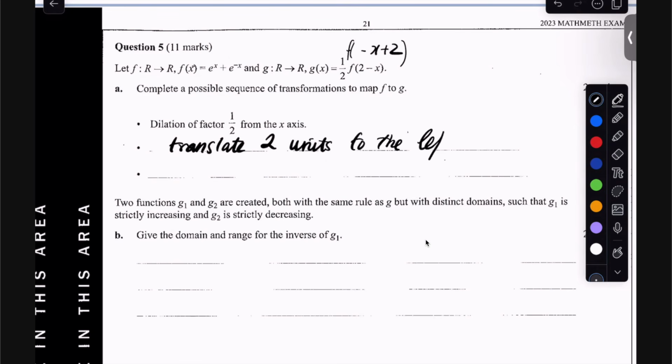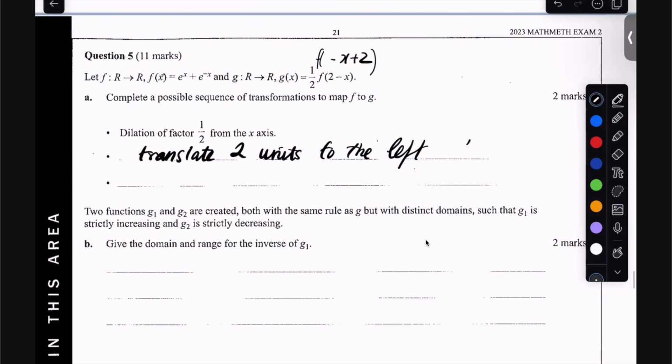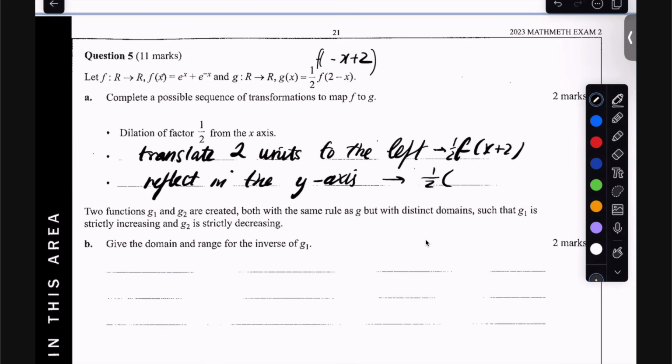and always write down after each step what happens. So after this step, that took it to f of x plus 2, and you've also got the 1/2 on the outside, that's fine. And then you can reflect in the y-axis. And what that will do is that will be 1/2, and then you replace x with negative x. So that's f of negative x plus 2 or 2 minus x as you need.